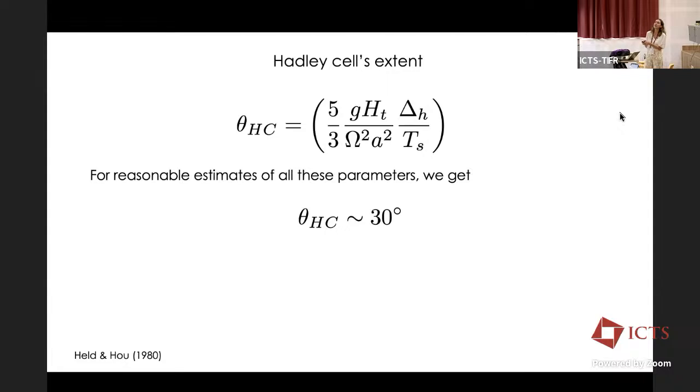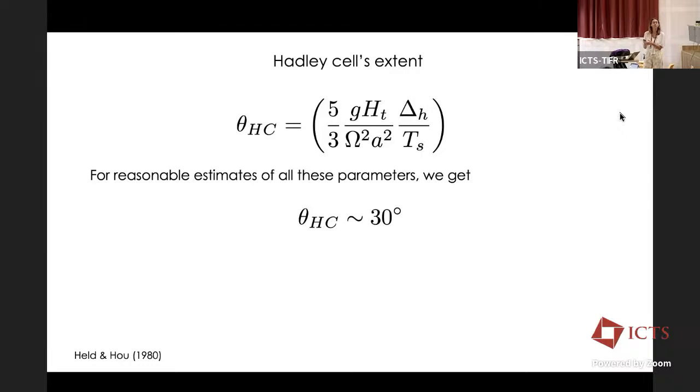And basically, if you plug in any reasonable estimate for all of these parameters, for instance, the pole to equator temperature gradient and the surface temperature, one of the great successes of this theory is the fact that it predicts an extent of the Hadley circulation that is very similar to the one that we observe.